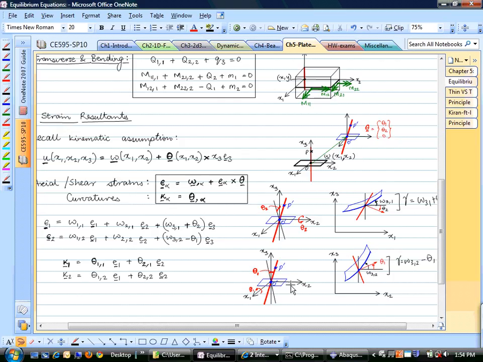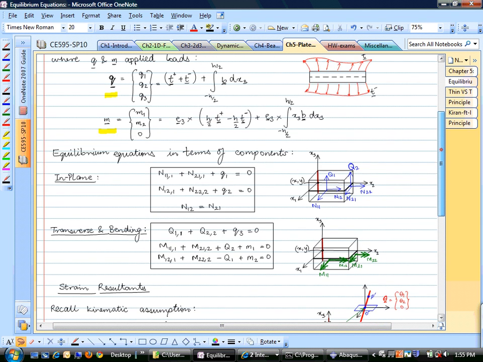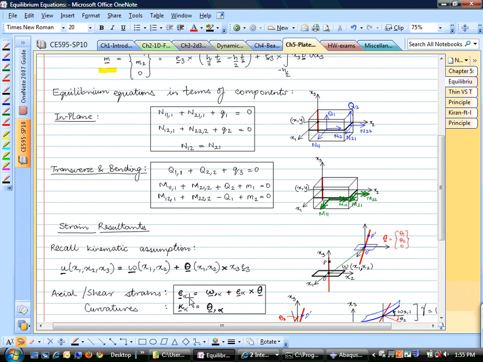So this is all a little bit of a theoretical development here, but it's important for you to realize at least these stress resultants and what the corresponding strain resultants are. Because all our weak form, all the finite element formulation is based on all these quantities Q, N, M, and these strains and curvatures.